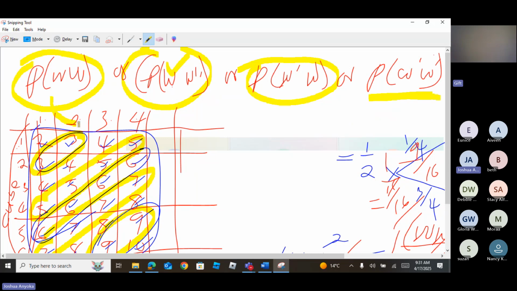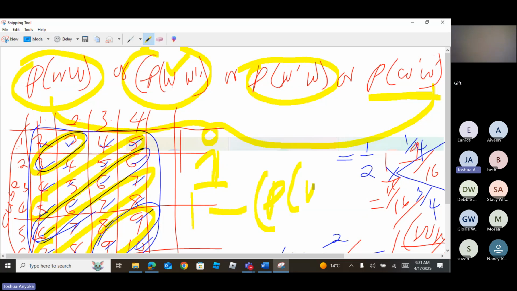And we know that when we add all of these probabilities, they should give us 1. So now it is 1 minus what will not qualify. And what will not qualify is the probability that will lose and lose. So when you are told at least 1, it means 1 or more.